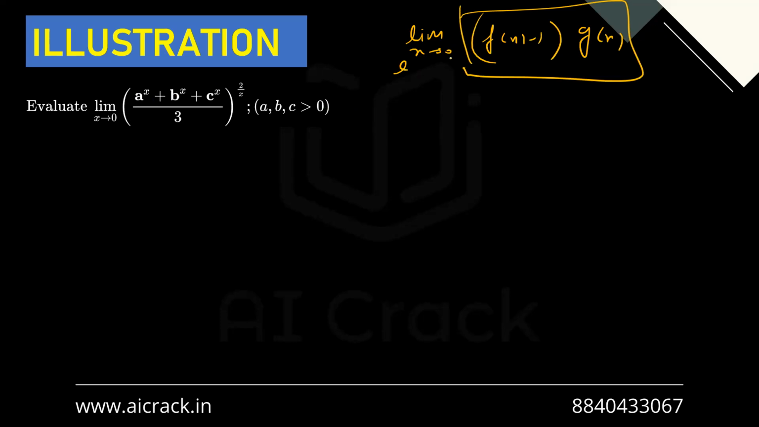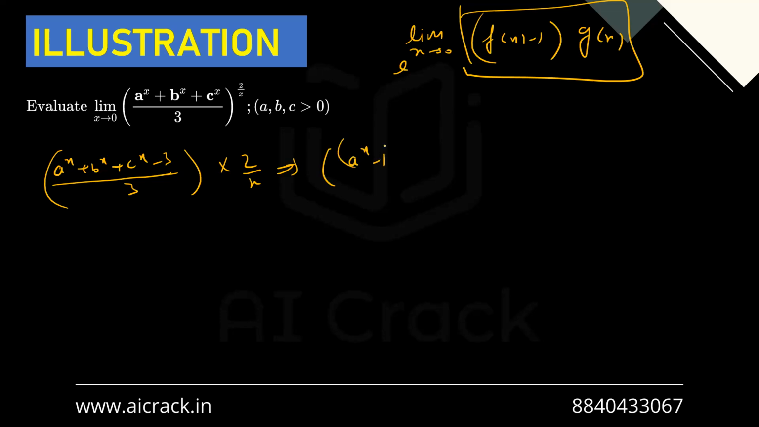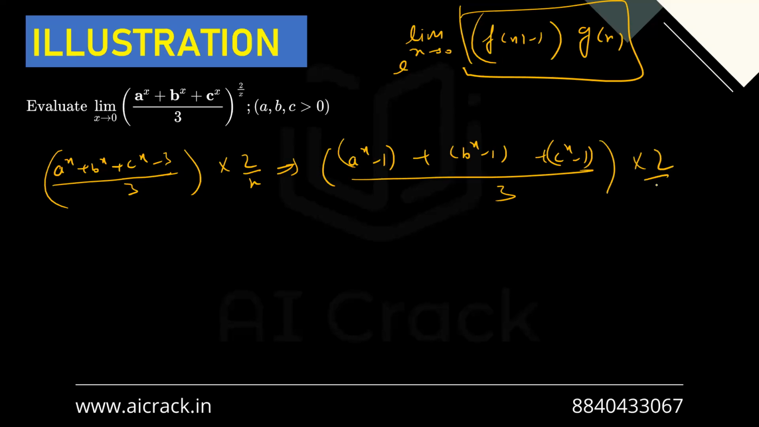We have f(x) - 1 as (a^x + b^x + c^x)/3 - 1, multiplied by 2/x. Now if we take the LCM over here, it would become minus 3. Now we'll distribute this 3, 1 over here, 1 over here, and 1 over here. So it would become (a^x - 1) + (b^x - 1) + (c^x - 1). Why did we do that? To form this kind of standard setup, right? Multiplied by 2/x.